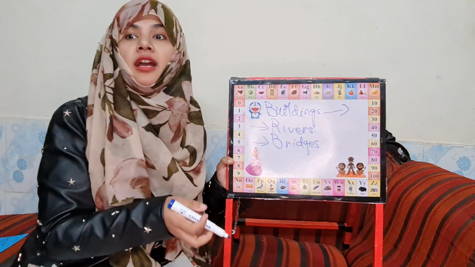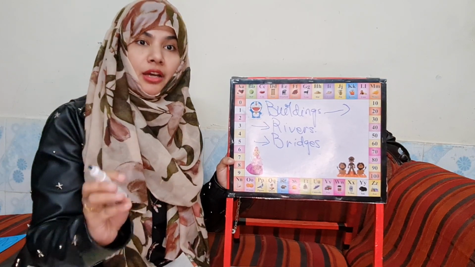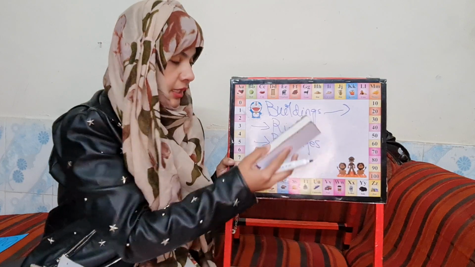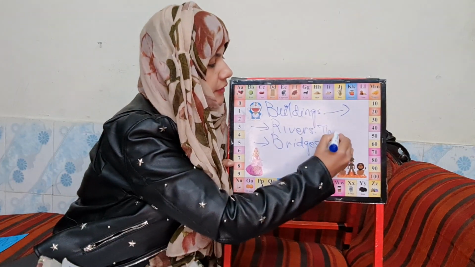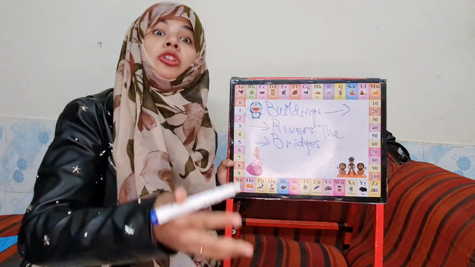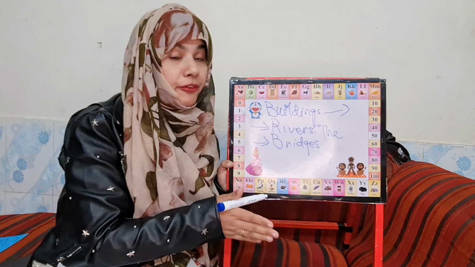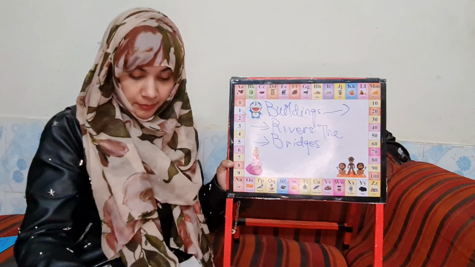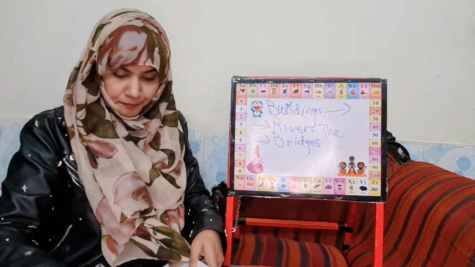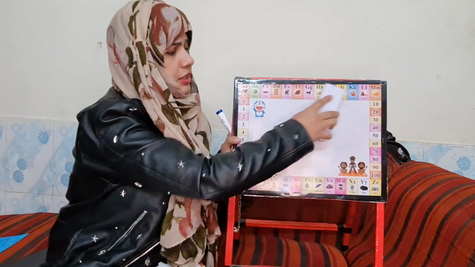We cannot say an or a. We always use the with specific nouns or specific things. This is all about the. Like if I say the Ravi River, London Bridge is very famous. The Clock Tower, it is a kind of building. The Burj Khalifa, the Burj Al Arab. These kinds of things are used with the. We use the with them.